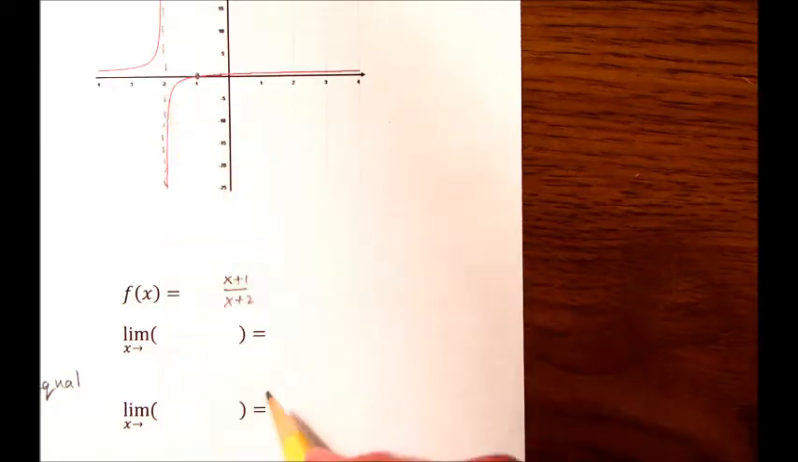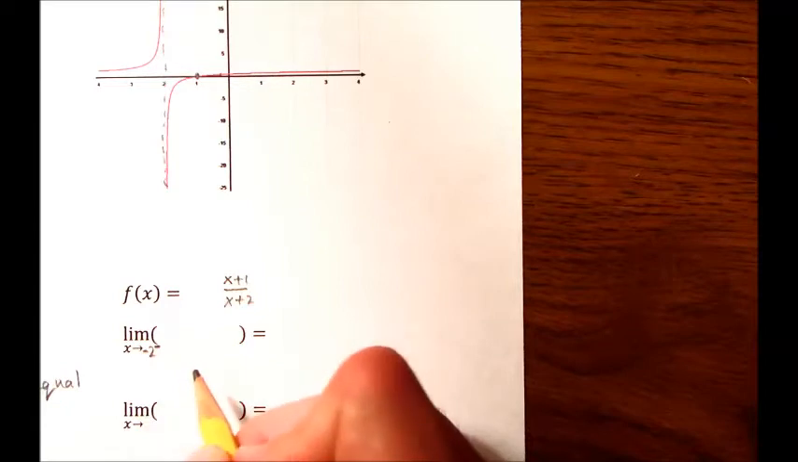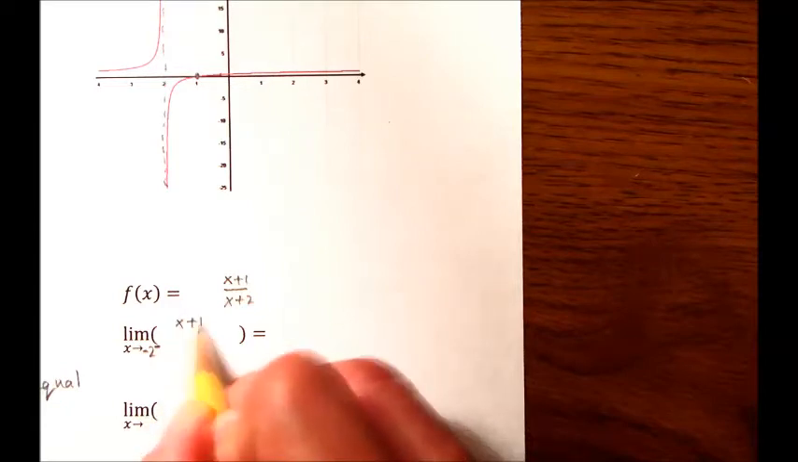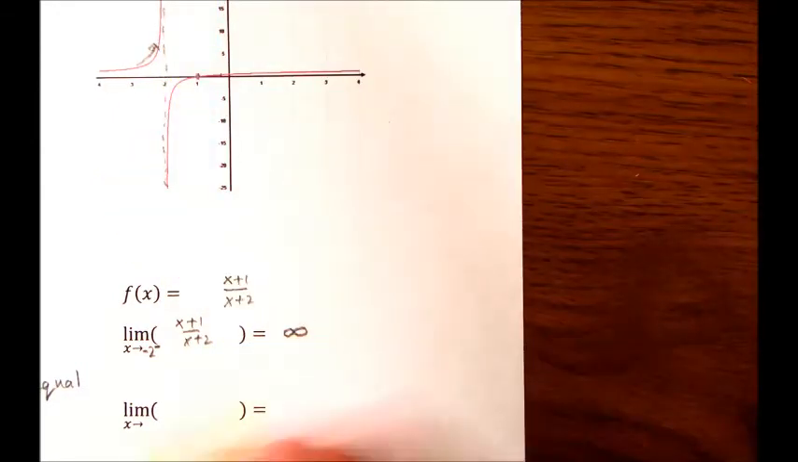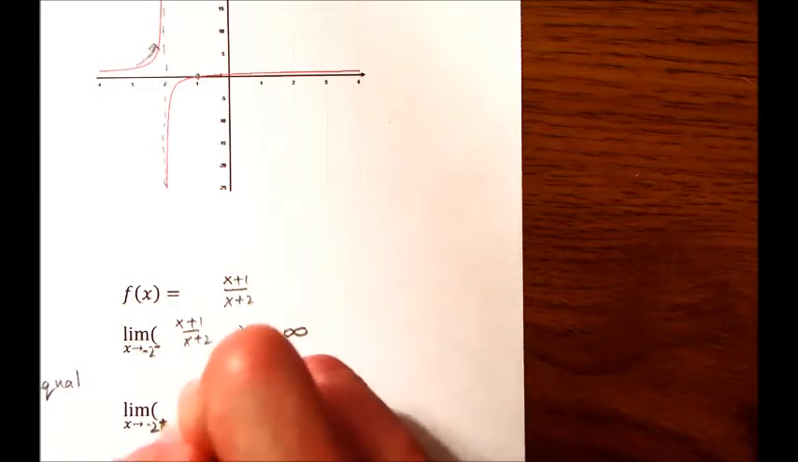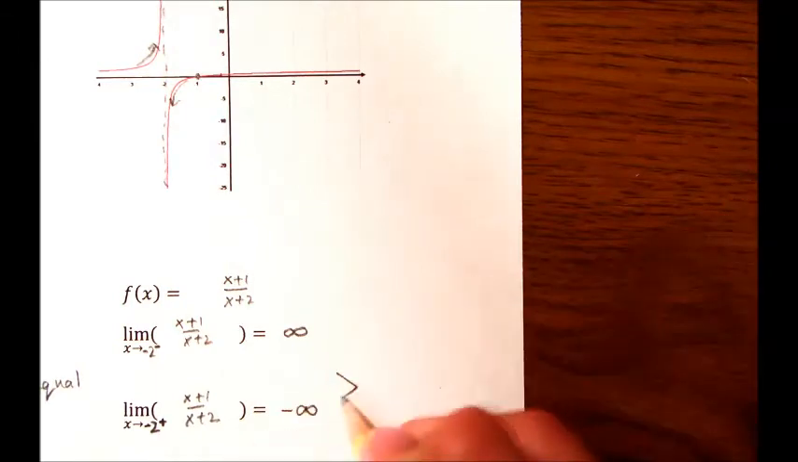So if we're approaching -2 this time from the left, you can see that this time it actually goes upward towards infinity. If we're approaching -2 from the right, so we use a superscript plus there for -2, the graph is dropping downward. It's -infinity. These are not equal.